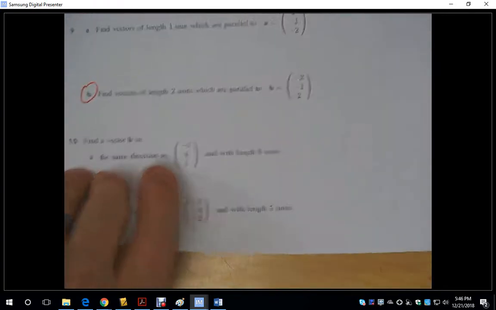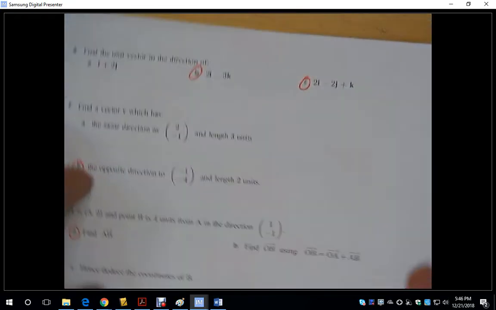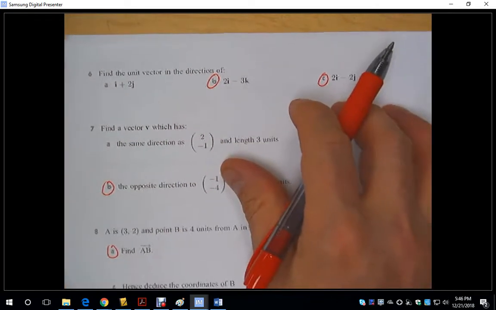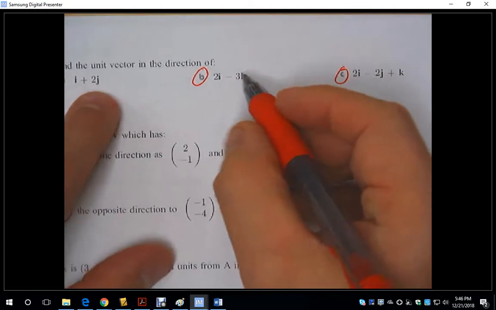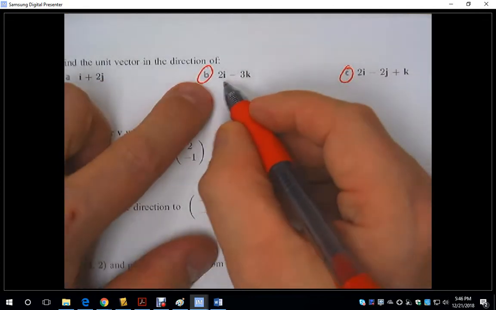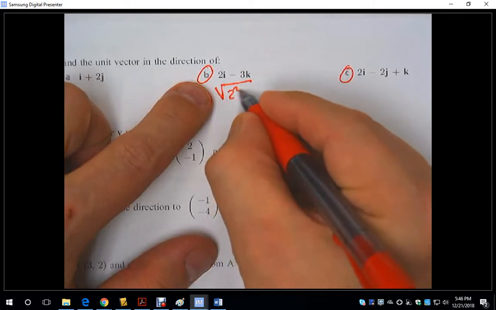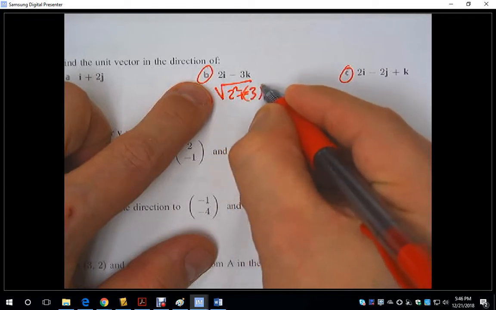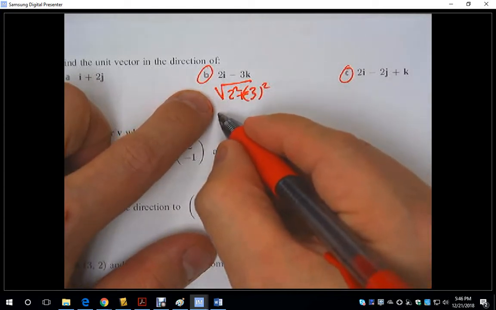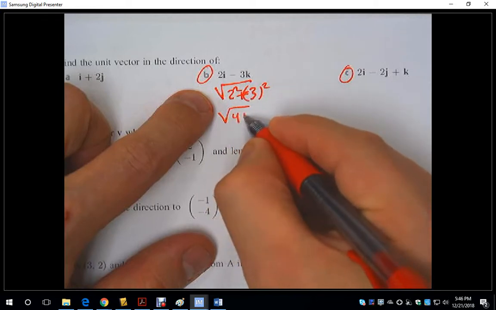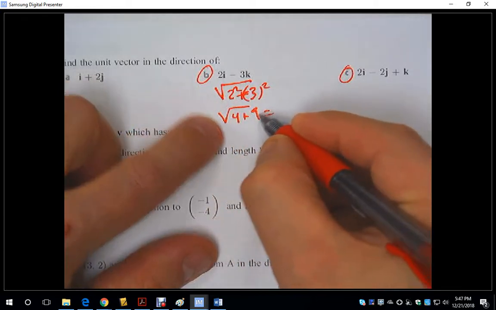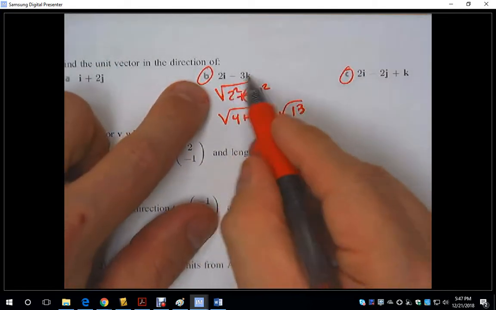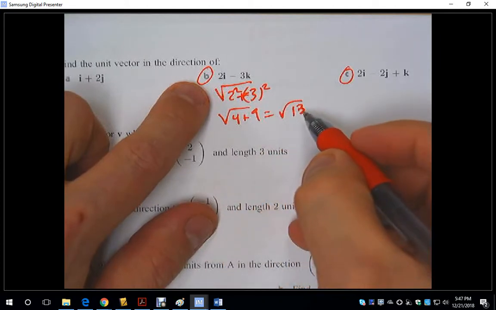Moving on. Number 6 says, find the unit vector in the direction of 2i, negative 3. Well, what's the size of this vector to begin with? The size of this vector is the square root of 2 squared plus negative 3 squared. That gives me the square root of 4 plus 9, which is the square root of 13. So right now the magnitude, or the size of this vector, is the square root of 13.